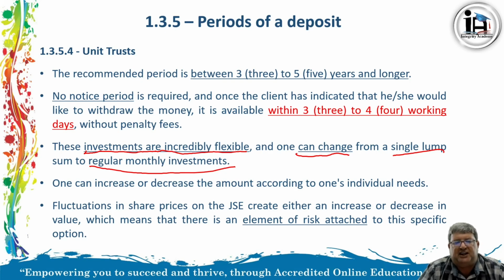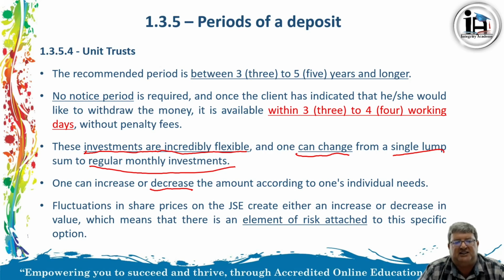One can also increase or decrease the amount according to one's individual needs. So now you paid the 10,000 lump sum, then after a while you told them you want to deposit 1,000 Rand a month to top that 10,000 up, so that 10,000 will also grow with that 1,000 you put in. But say later you buy a new fancy car or a new house, or you get married and there's a newborn baby, and now your budget is a bit stiff. So you can ask them to decrease that amount. Instead of 1,000 a month, now I only want to pay 500 Rand.